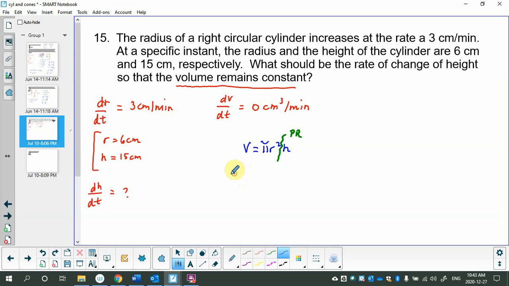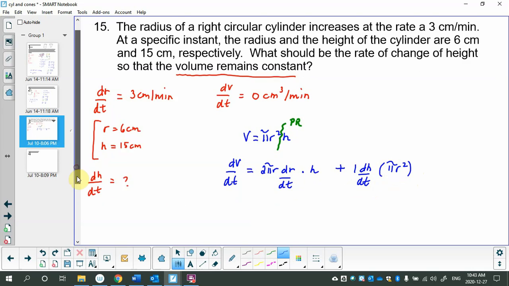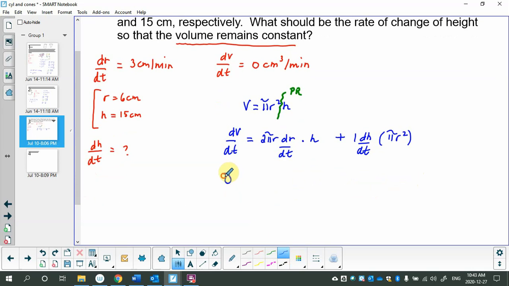So on the left-hand side, 1 dv by dt. On the right-hand side, the derivative of the front part of this, so 2 pi r, but it's an r, so dr by dt, times the back. Product rule. Plus the derivative of the back, but it's an h, so dh by dt, times the front. And now I should be able to input all this stuff. So I can put in 0 for dv by dt. I can put in 6 for r. I can put in 15 for this h. I can put in 3 for the dr by dt. Doesn't matter what order I do it in, it's all multiplying. Plus, dh by dt is staying unknown.